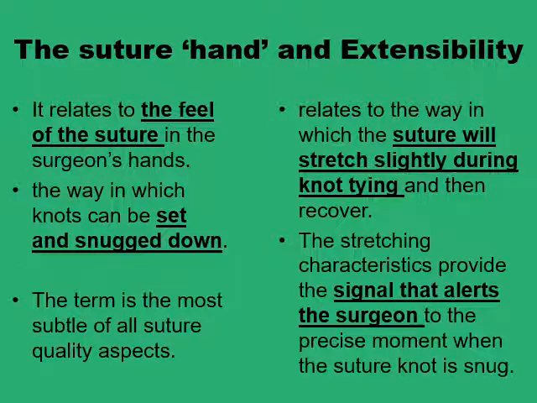Sutures can be knotted either manually or by the use of instruments. If it's done manually, either by the single-handed technique or the double-handed technique, the surgeon has usually developed a certain sensation that signals that the knot is secured in position. It's a sensation of when the suture extends a little bit by stretching and then recovers when the knot is set and snugged down. This sensation alerts the surgeon that the knot is now secure enough.